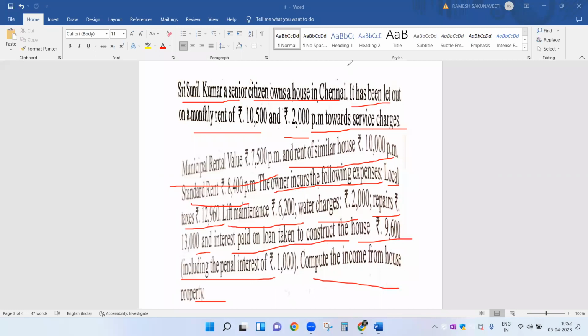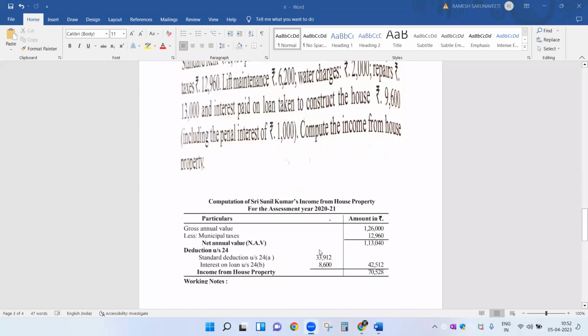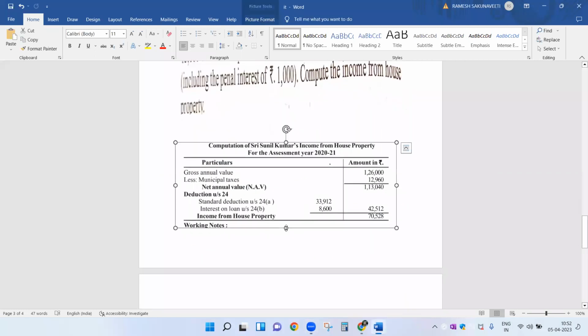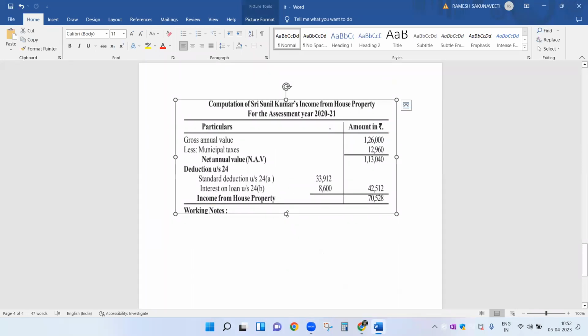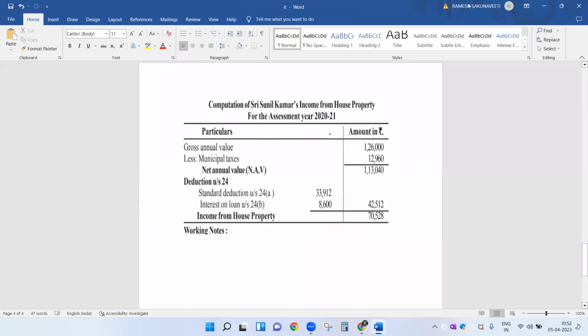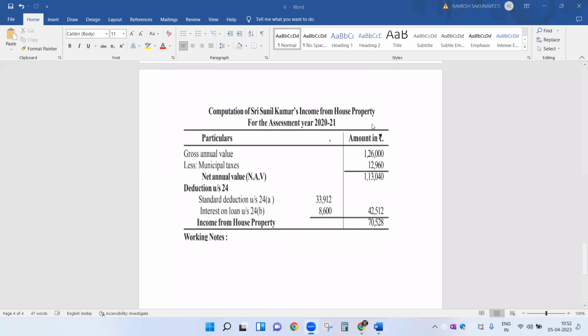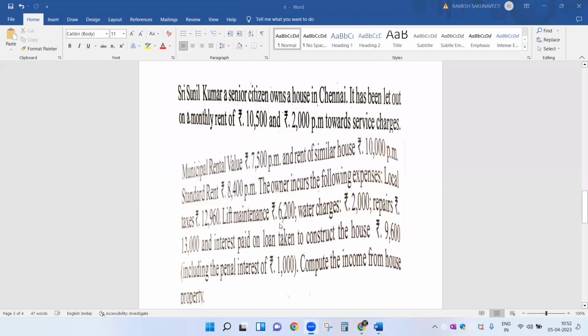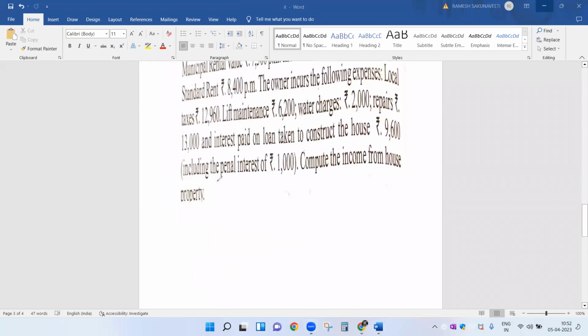The pro forma, I will explain how to draw the pro forma. Now you see, working notes. So this is the pro forma computation of Sri Sunil Kumar's income from house property for the assessment year 2021. Okay, so in a bracket I am writing it, for the assessment year 2020-21.